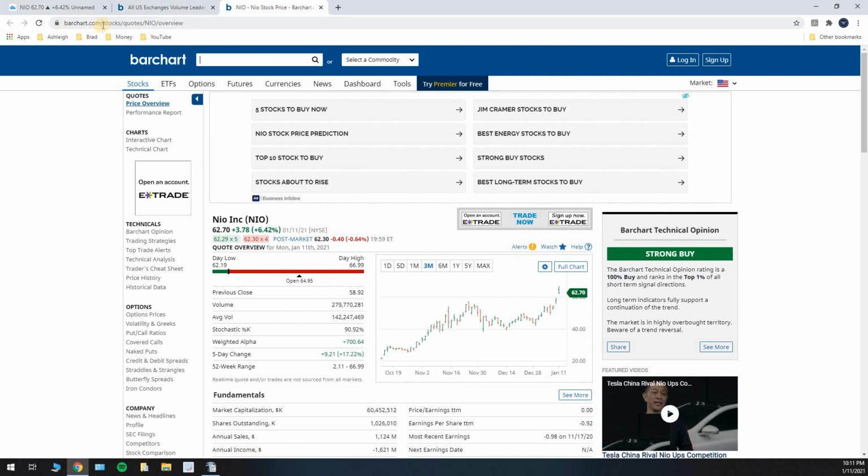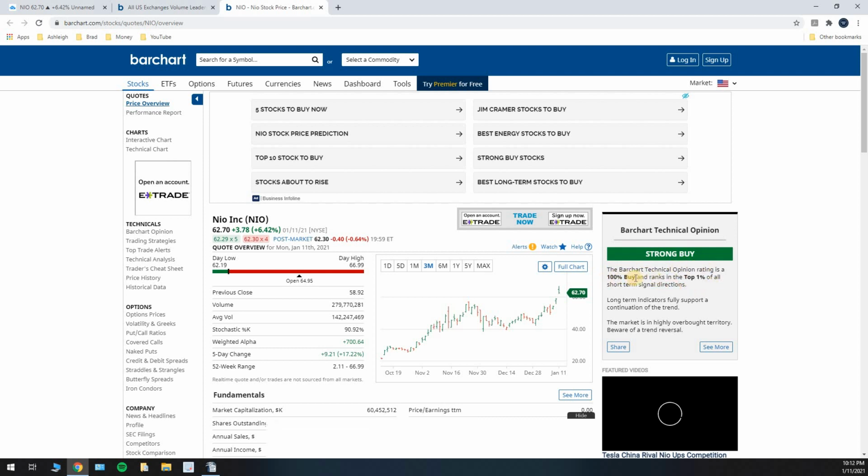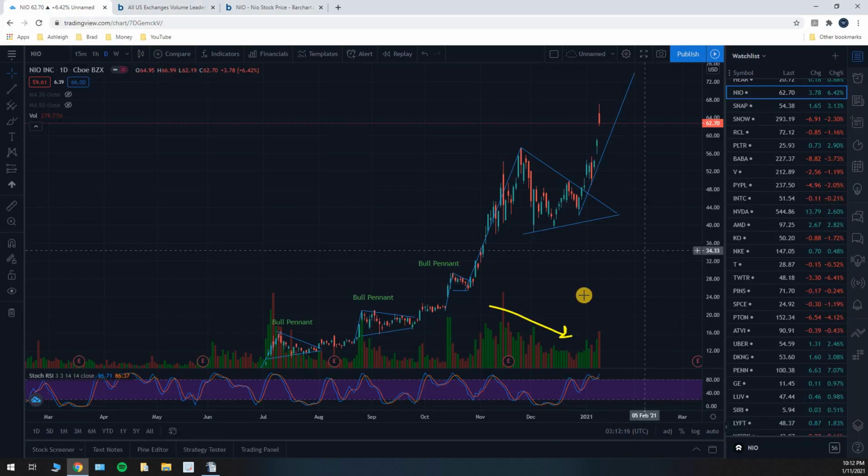So our friends over at barchart.com, they also are a big believer in the technical indicators here on NIO. They are giving NIO a 100% buy rating, and they rank it in the top 1% of all short-term signal directions. Long-term indicators fully support a continuation of the trend. The market is in a highly overbought territory, like I said on the RSI indicator. Beware of a trend reversal. Okay, so barchart there agrees with me that the RSI is overbought, and we might see a little bit of sell-off here over the next couple of days, but I do think the general trend is higher.